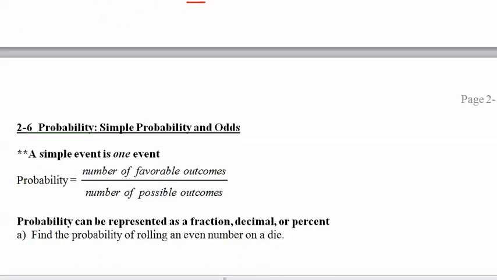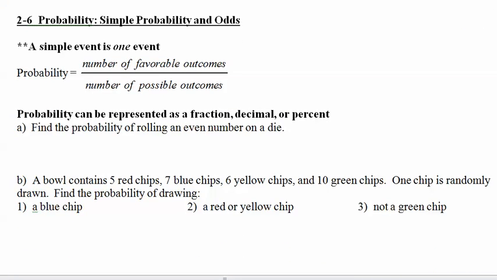Now, simple probability is the number of favorable outcomes, which is what you want. Hey, you're flipping a coin, you want heads. So in this case, it would be number of favorable, what you want. And then this is just the total, anything possible.